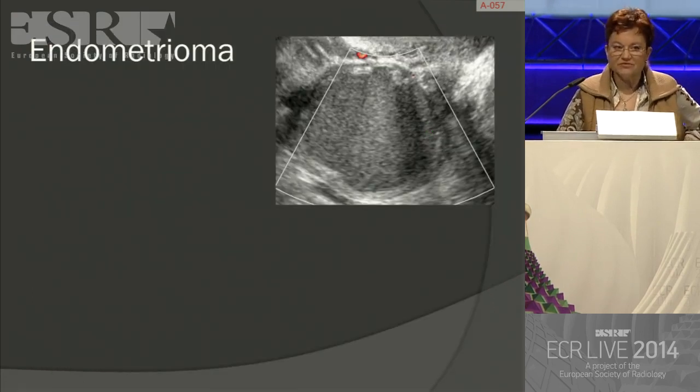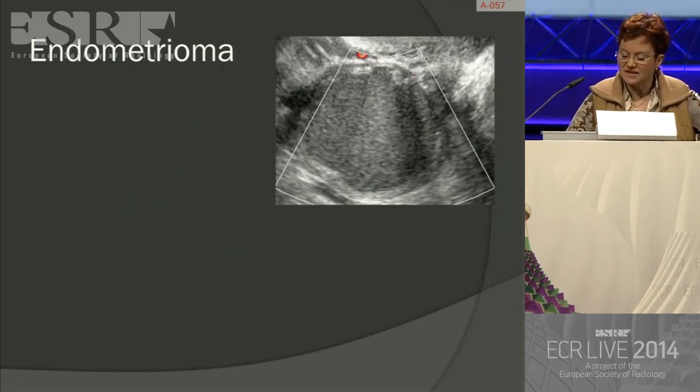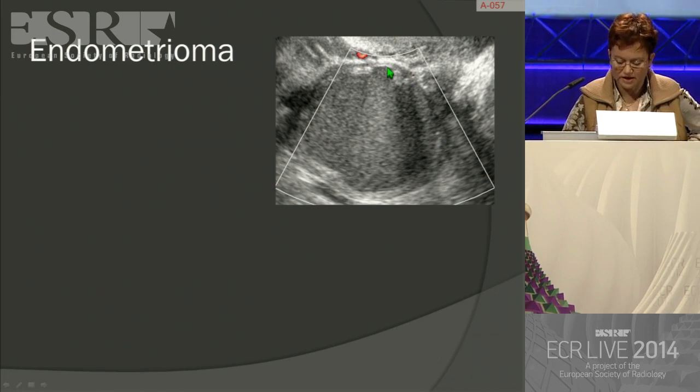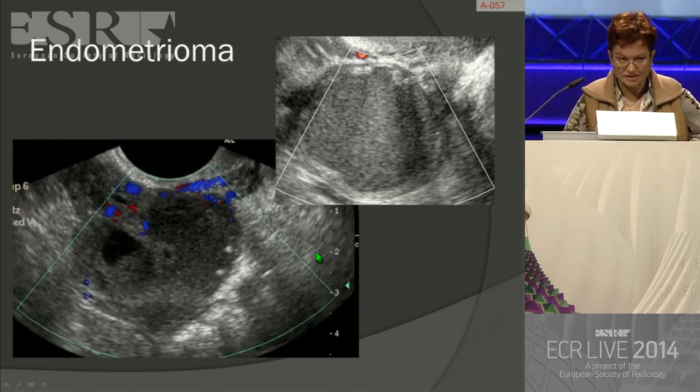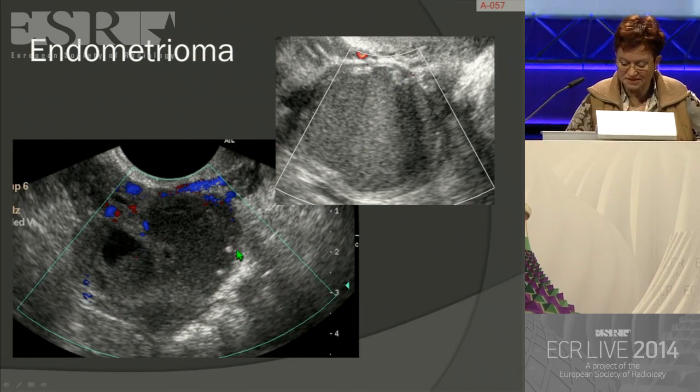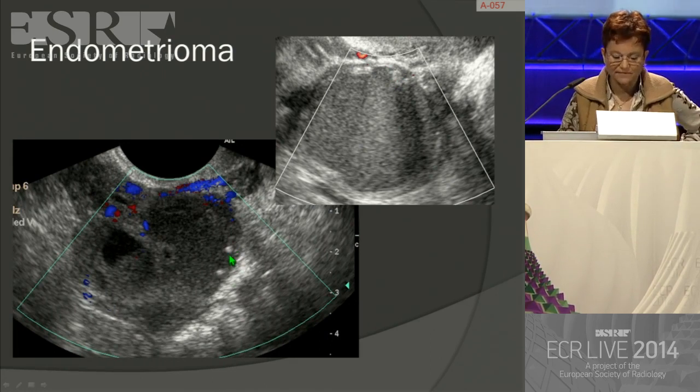Another specific sonographic finding of endometrioma are these hyperechoic cholesterol deposits in the wall of the endometrioma. They are not very sensitive. You can usually find them in only one-third of endometriomas, but it's a nice sonographic sign.